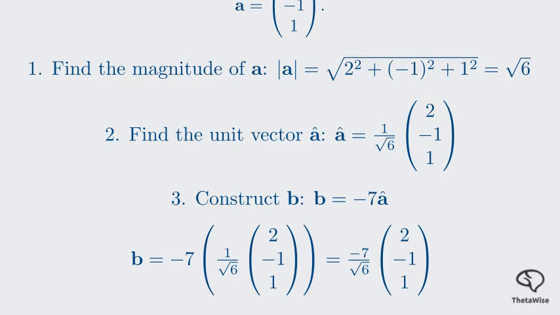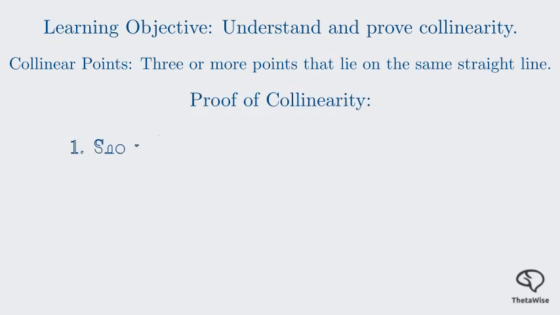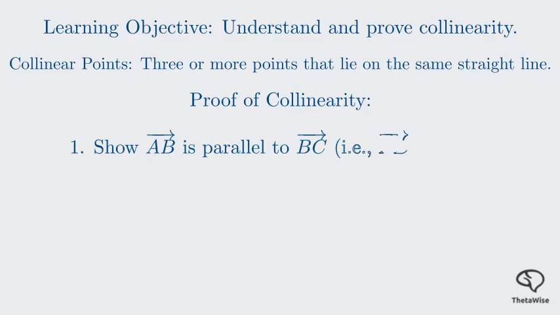Objective met. We've discussed parallel vectors, but what about points? Let's talk about collinear points. Our objective for this section is to understand the definition of collinear points and how to prove it using vectors. Simply put, 3 or more points are collinear if they all lie on the same straight line. To prove that points A, B, and C are collinear using vectors, we need to show 2 conditions are met. First, the vector AB must be parallel to the vector BC. Second, the point B must be a common point to both segments.